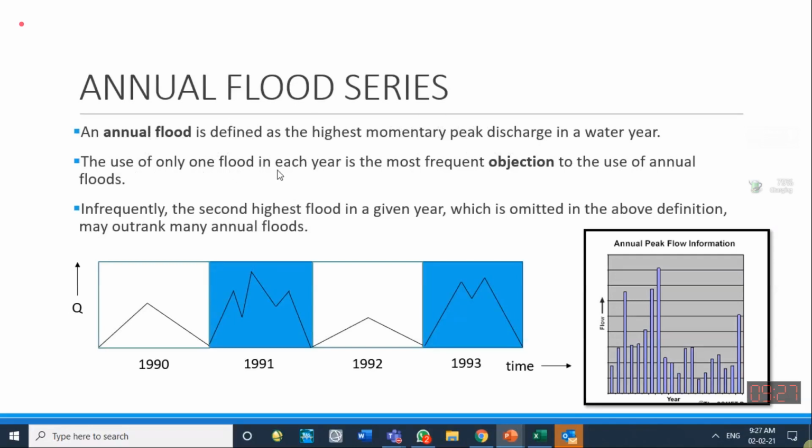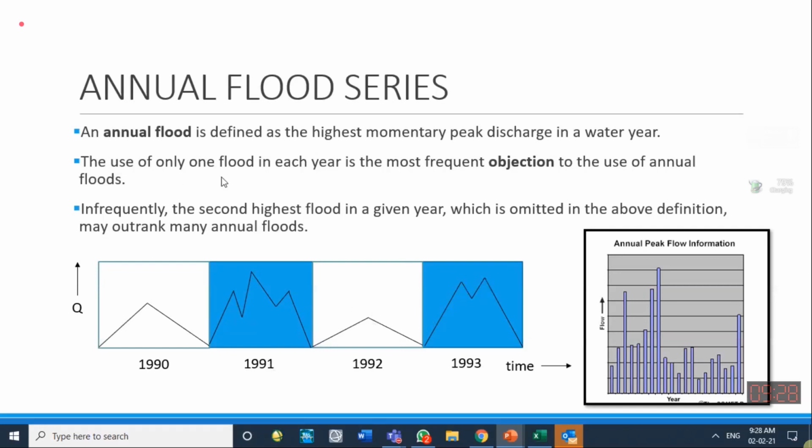The use of only one flood in each year is the most frequent objection to the use of the annual flood series. Although this is the most commonly used method, we get the peak flood series of the last 30, 40 years and carry out the frequency analysis. If you see the flood hydrograph of several years, we take the flood peak of every year. For example, in 1990 this is the peak flood, so we record it. In 1991 this one is the peak flood. In 92 this is the peak. In 93 this one is the peak.